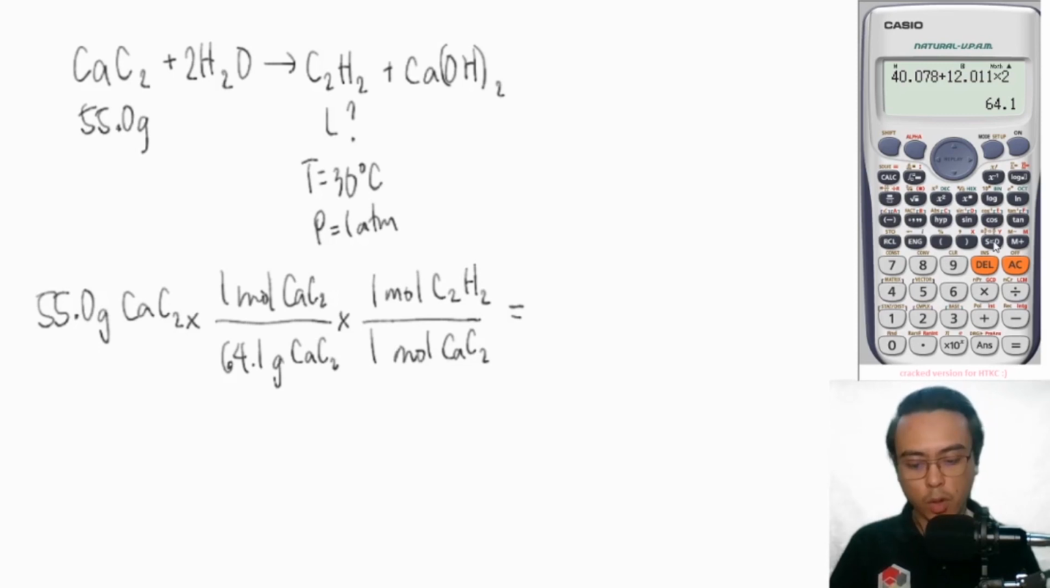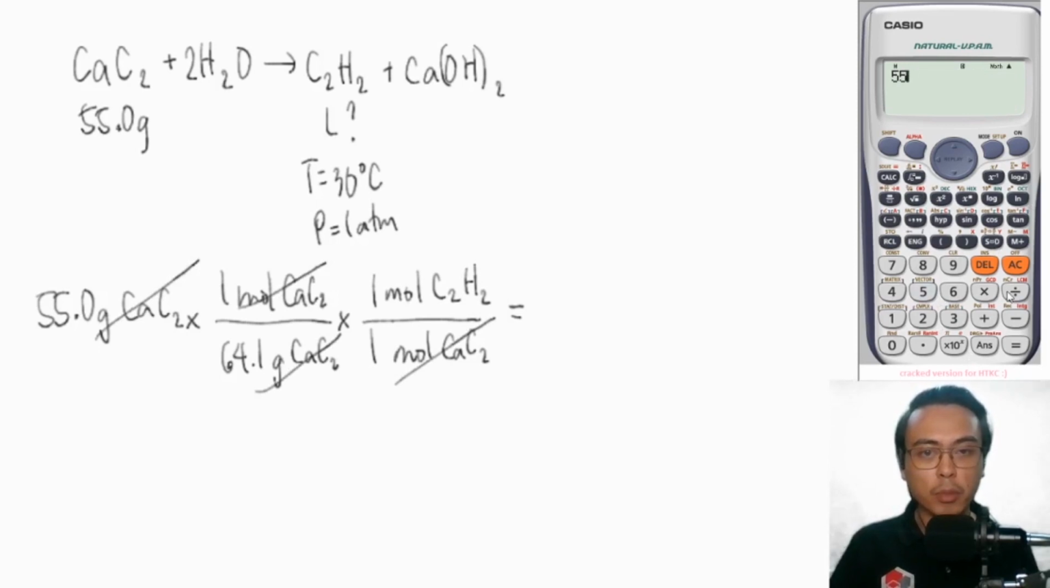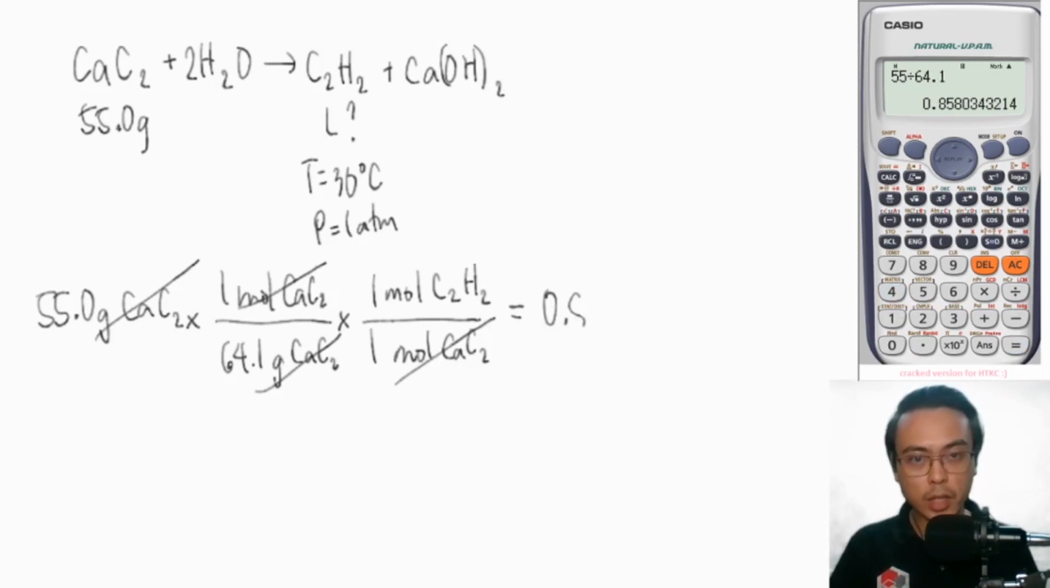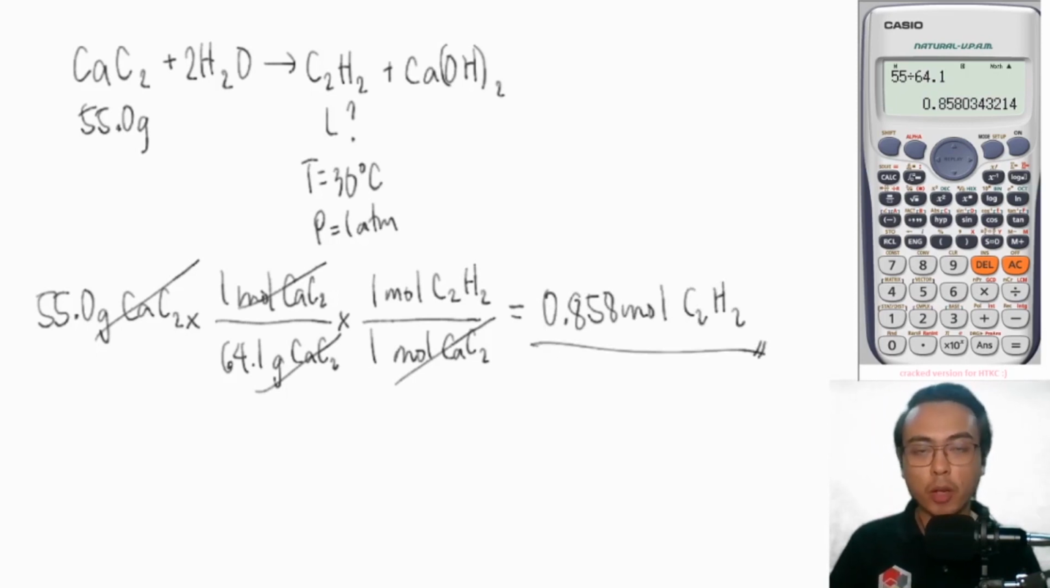Okay, now we can solve for the number of moles of calcium carbide. That is 55 divided by 64.1. That's 0.858 moles C2H2. Now, as with our previous problem, at this point, we simply need the ideal gas law.